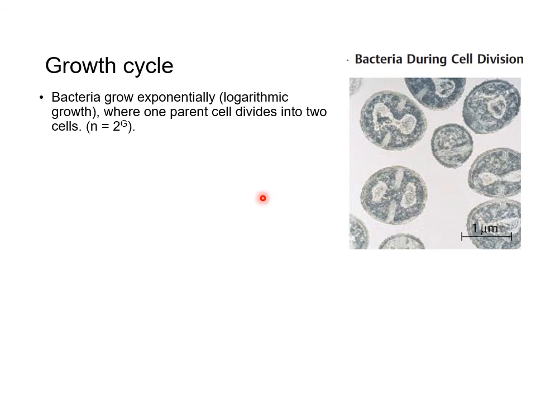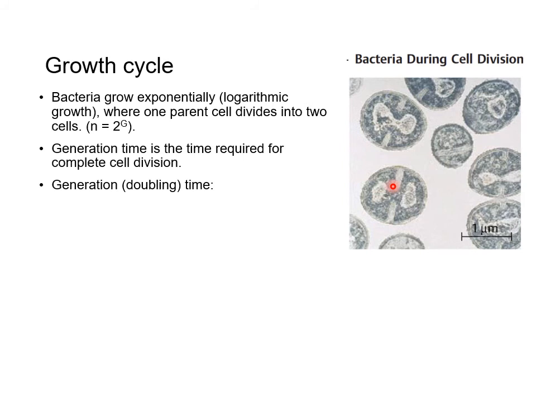So you have to know that one bacterium does not give you just one. Actually, it's exponential or logarithmic growth, which means that one cell divides into two. So the formula for that is N, which is one bacterium, for example, gives you 2 to the power g, where g is the generation time. Generation time is the time required for the bacteria to completely divide and result in two daughter cells.